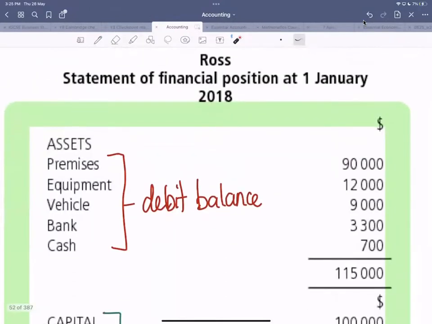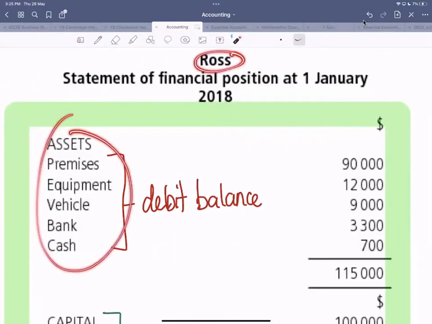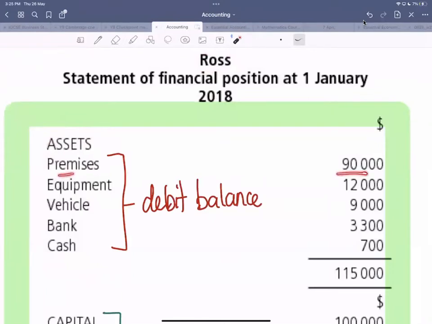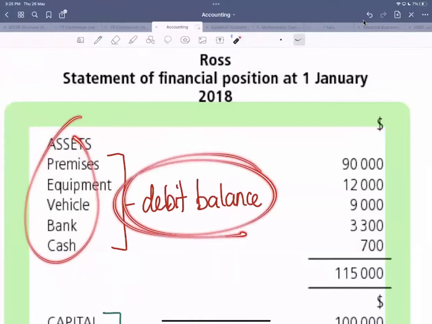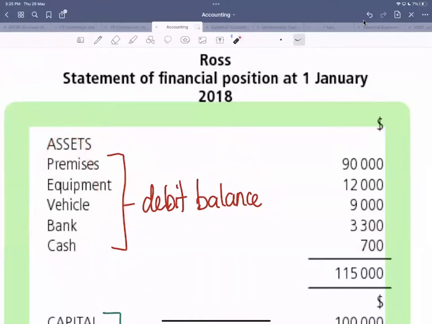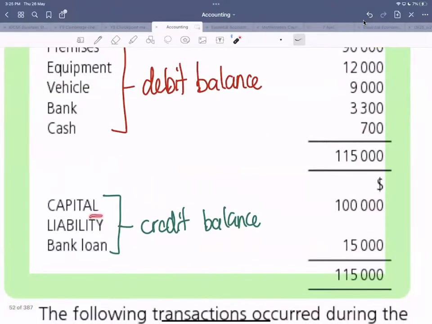For example, as you can see, all of these are the assets of Ross, whereby there's a premise of 90,000, equipment of 12,000, vehicle of 9,000, bank 3,300, cash 700. All of these are assets, so they have debit balances. So later when we do our T account, which is our ledgers, we need to write the balance on the debit side. Then we have capital 100,000, liability, a bank loan that is 15,000. All of these are on the credit side of the T account. So when we do our ledgers, the balance brought down will fall on the credit side.